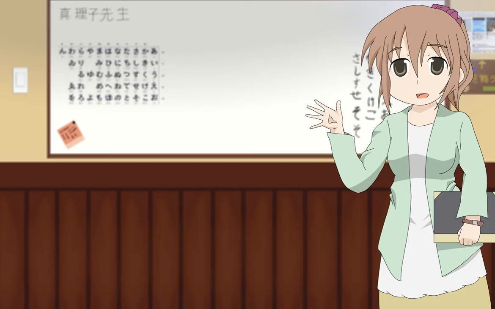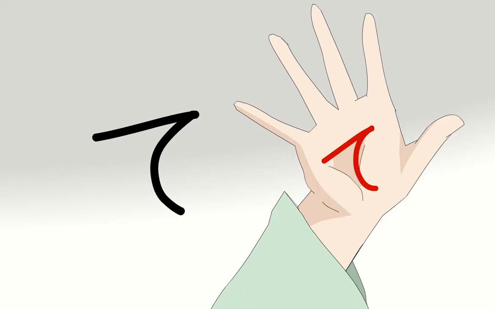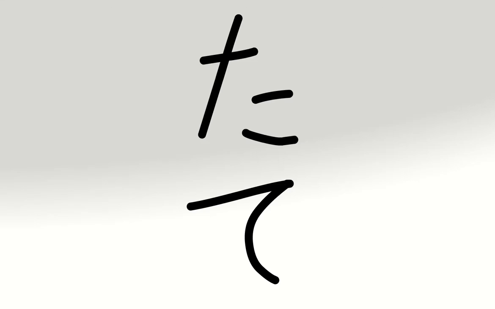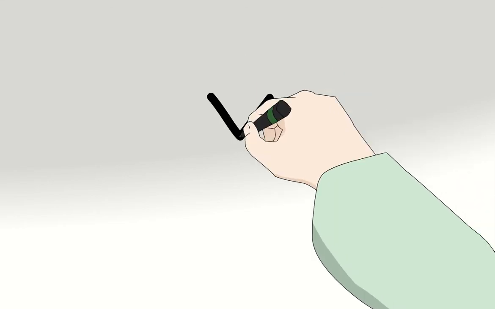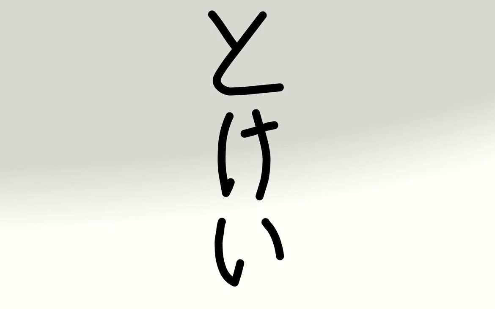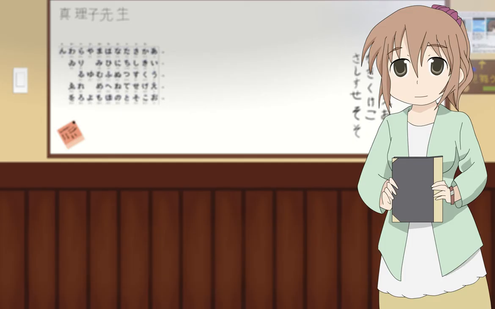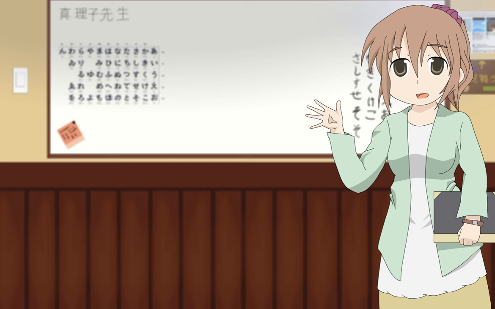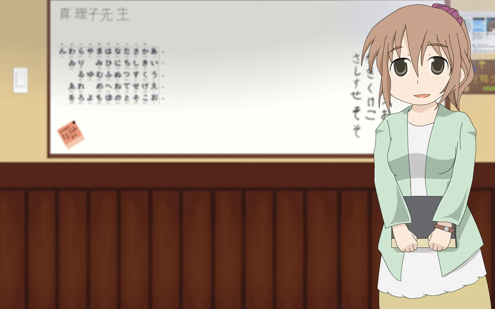Next character is te. Te means hand. This makes it easy to remember. If you look at the lines of your right hand, they are very similar. Example, tate, meaning height. And the last character of today is to. Example, toke, clock.